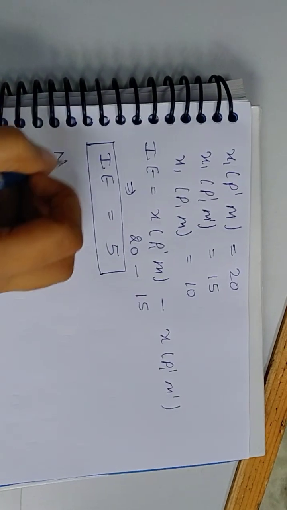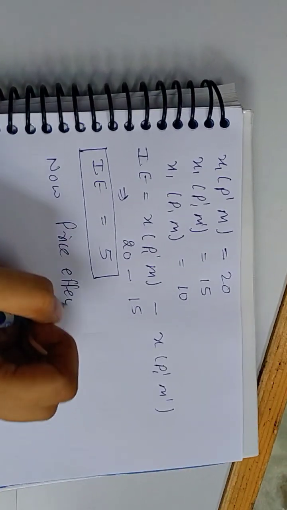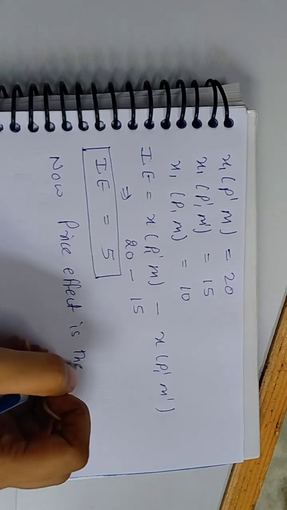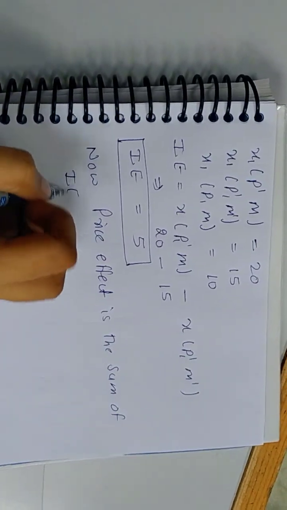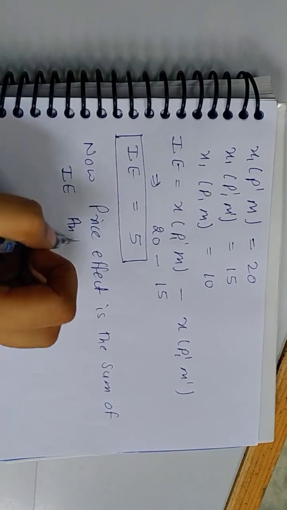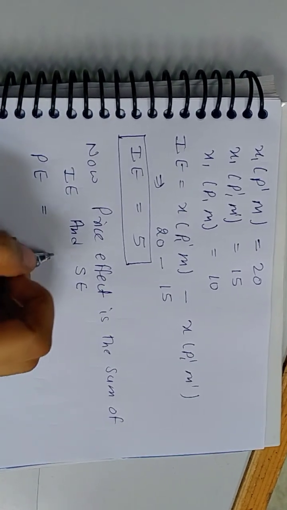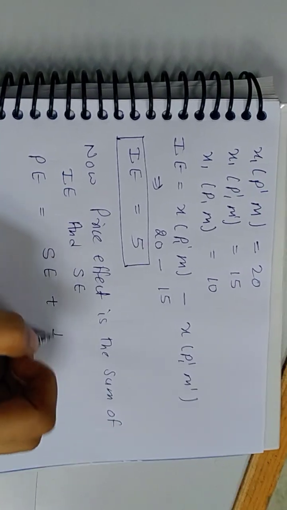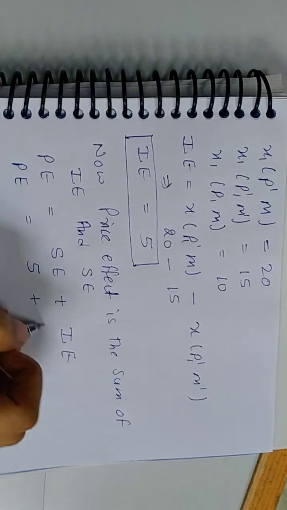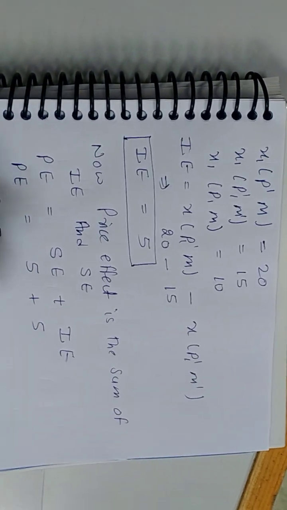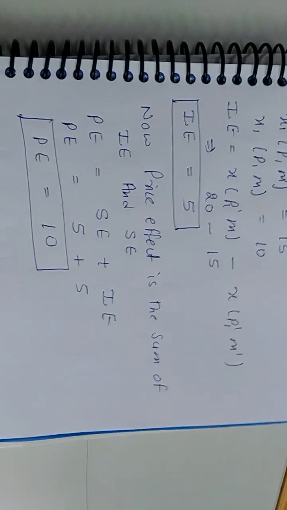Now the price effect is the sum of the income effect and the substitution effect. Therefore price effect would be substitution effect plus income effect. Price effect would be 5 plus 5, so the price effect would be 10. Got it? Thank you.